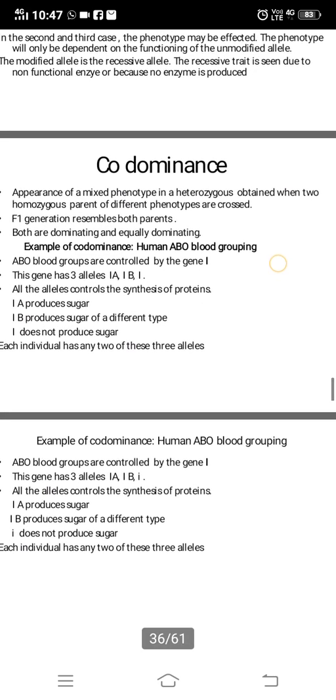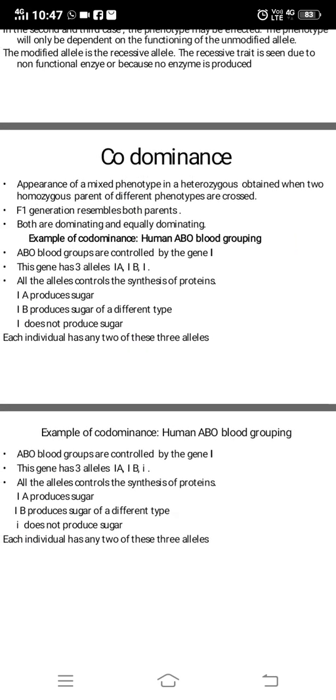Now codominance, the best example of codominance is human ABO blood grouping. What happens here is the appearance of a mixed phenotype in a heterozygote, obtained when two homozygous parents of different phenotypes are crossed. This will be clear when we take the example. Here both are dominating. In ABO both are dominating. In codominance both the parents become dominating. For example, human ABO blood group.